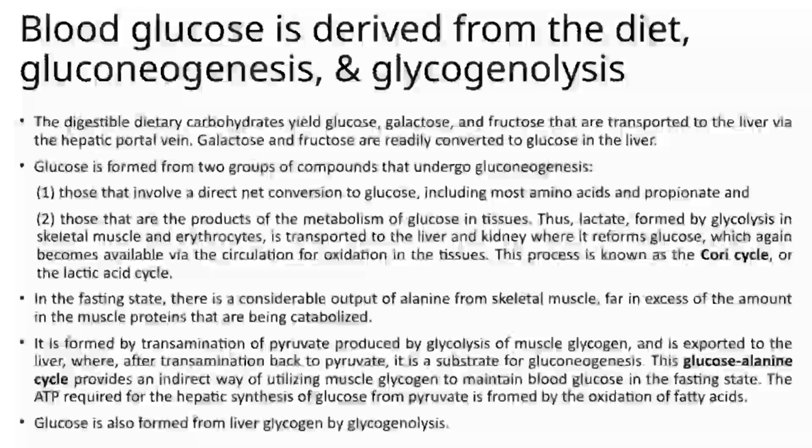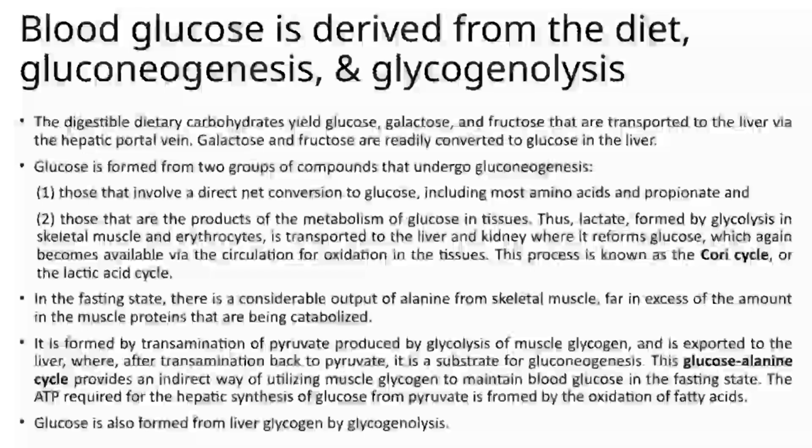The energy needed for this hepatic glucose synthesis comes from the oxidation of fatty acids, which supplies the ATP required for gluconeogenesis. Finally, don't forget that the liver can also break down stored glycogen directly through glycogenolysis to produce glucose when needed. So overall, our body has multiple interconnected pathways to ensure a steady supply of glucose, crucial for energy, especially during fasting or increased activity.